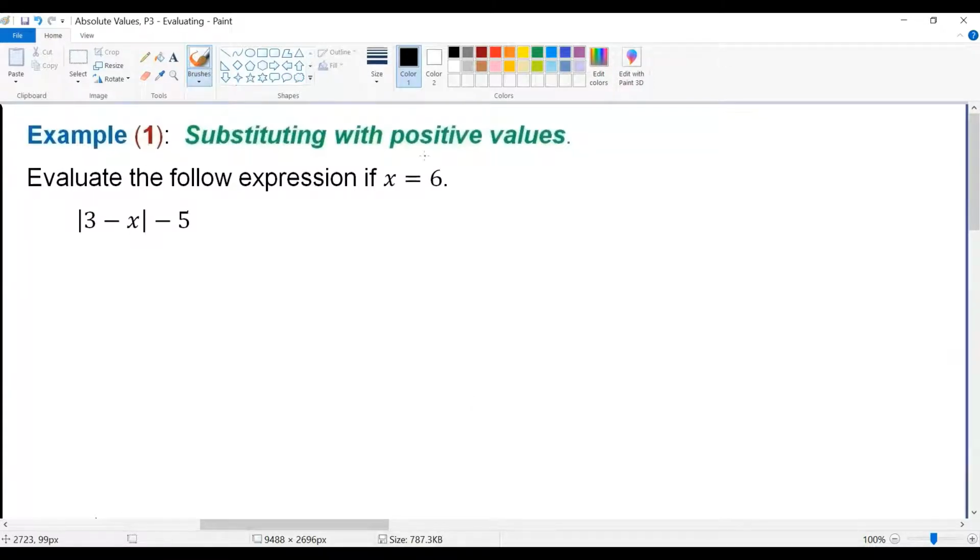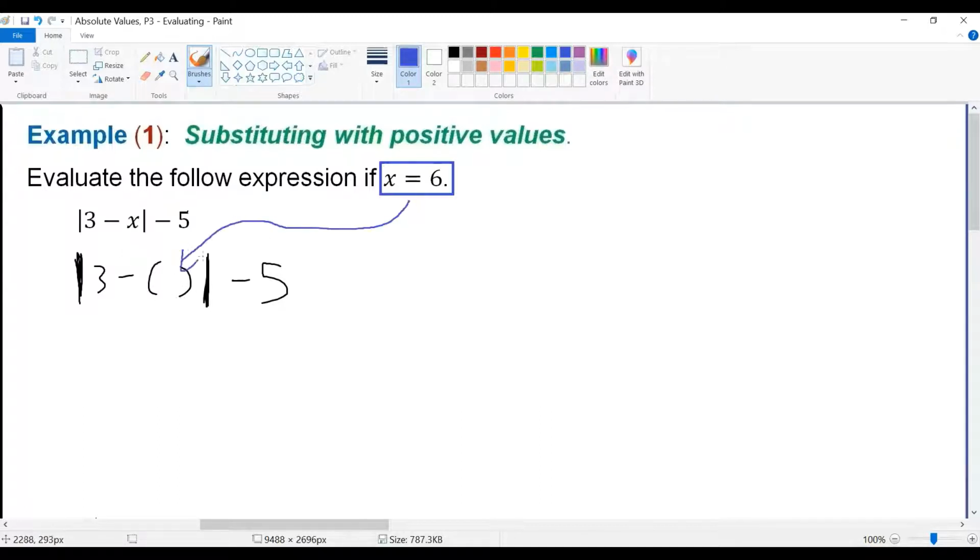In example 1 here, we're going to be substituting in a positive value whenever we see x. In this case, x is equal to 6. So let's check out this absolute value expression here. The very first thing we want to do is copy down every single component except the x component and draw parentheses where the x belongs. So inside this x value here, we're going to substitute in the value of 6. Then we have as follows: the absolute value of 3 minus 6, close absolute value, minus 5.